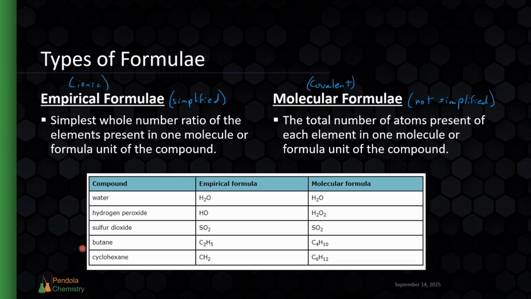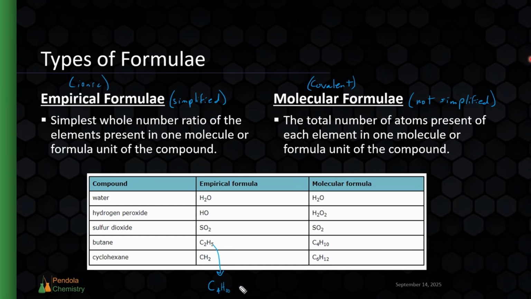But once we start talking about organic compounds, especially later in the year, like butane and cyclohexane, it's going to become very important to know the difference between a molecular formula and an empirical formula. Because, for example, butane has the molecular formula C4H10. That's a 4-to-10 ratio, which can be simplified to a 2-to-5 ratio.